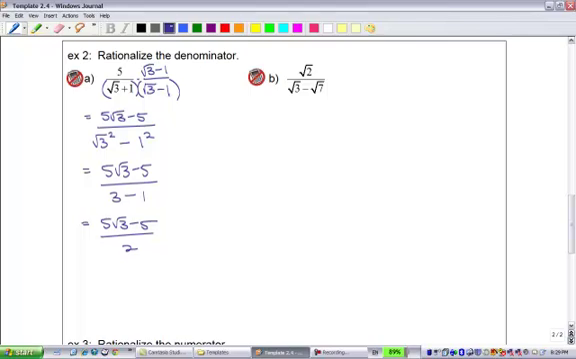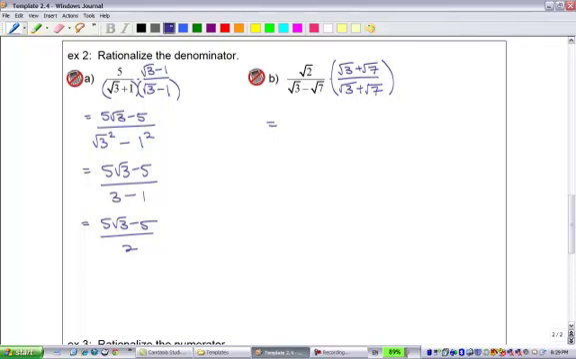How about you try B, root 2 over root 3 minus root 7, see if you can rationalize that. Hit pause now. So what we're going to have to multiply by is again the conjugate, which is root 3 plus root 7. Again, we want to multiply by 1. That's the key here.